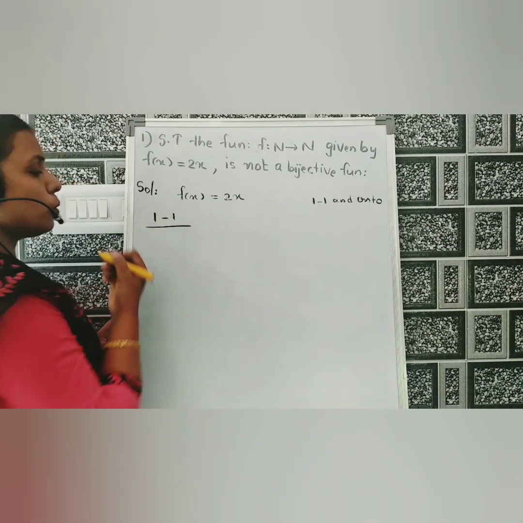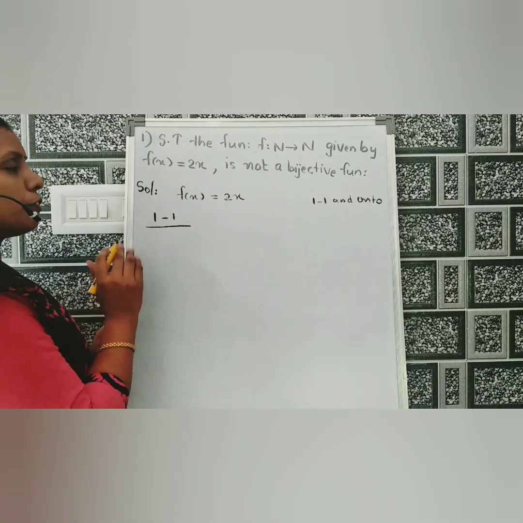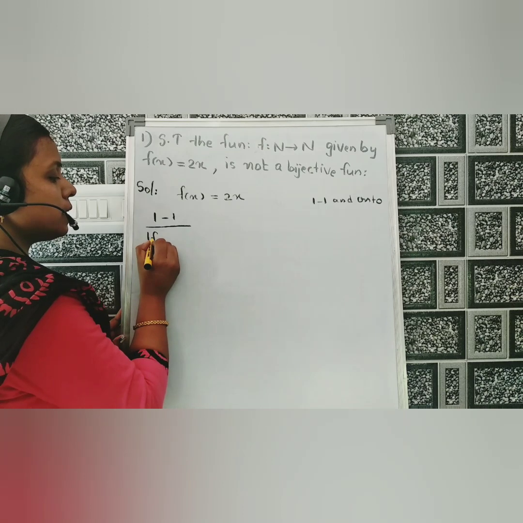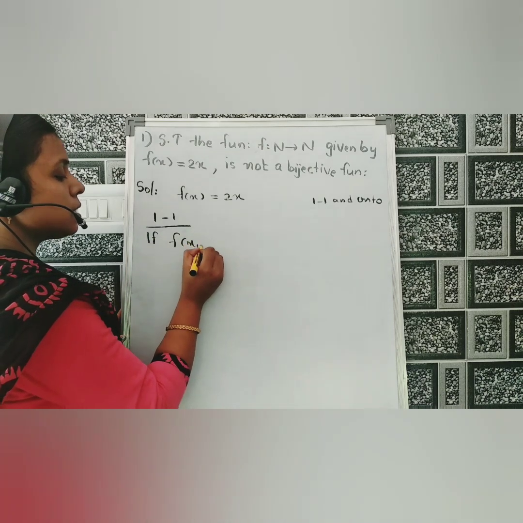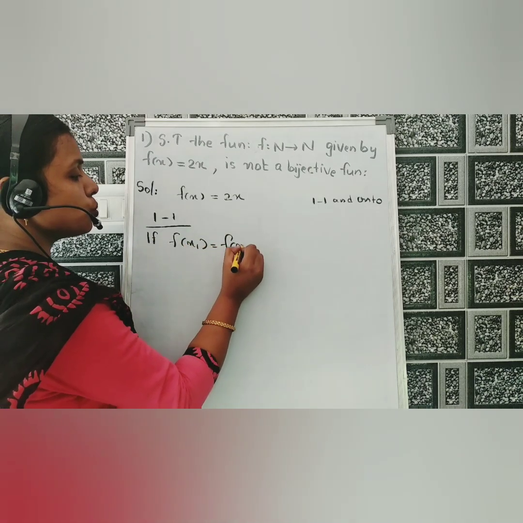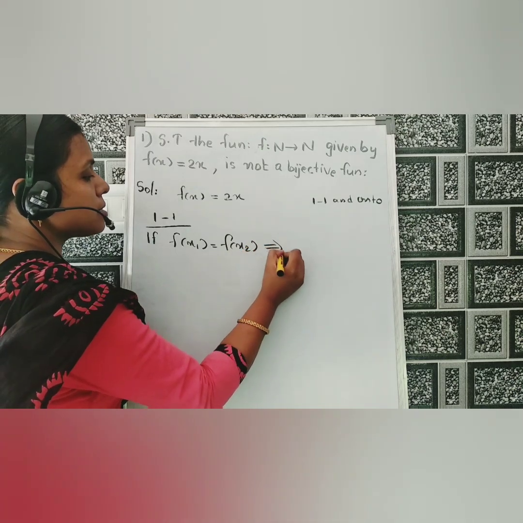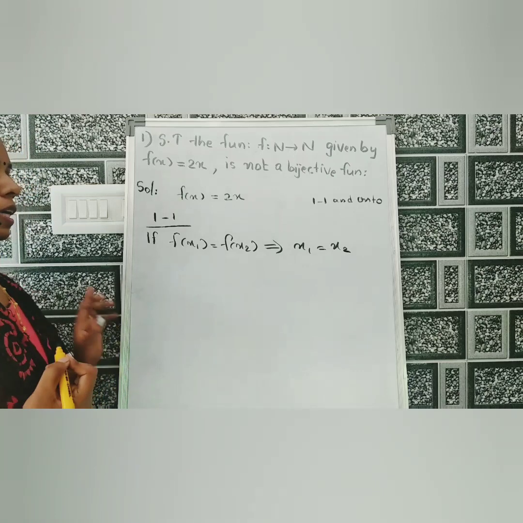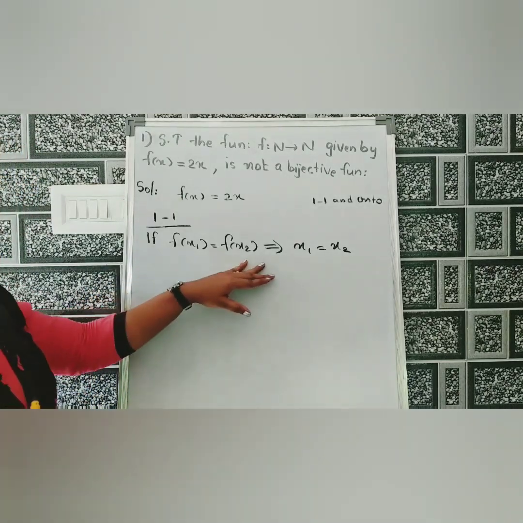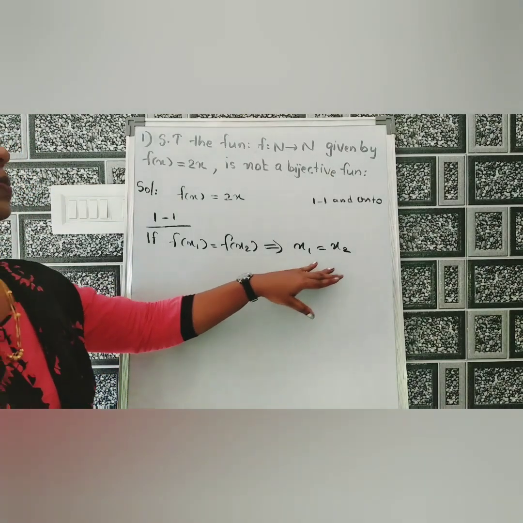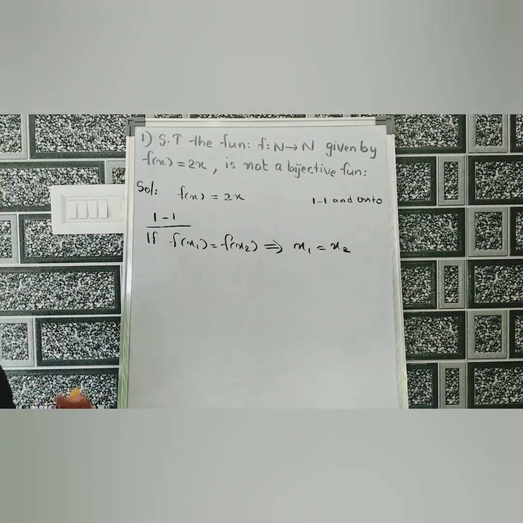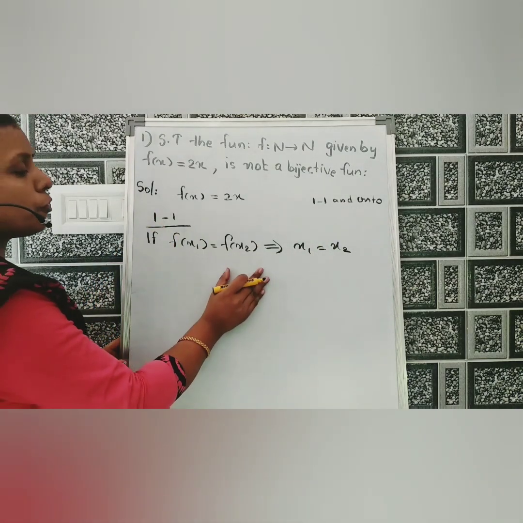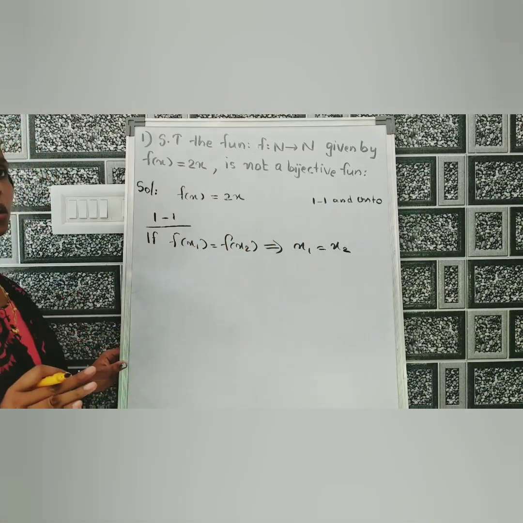For that, we have to show that if f(x1) = f(x2), that implies x1 = x2. If a function is one-one, then f(x1) equal to f(x2) implies x1 equal to x2.